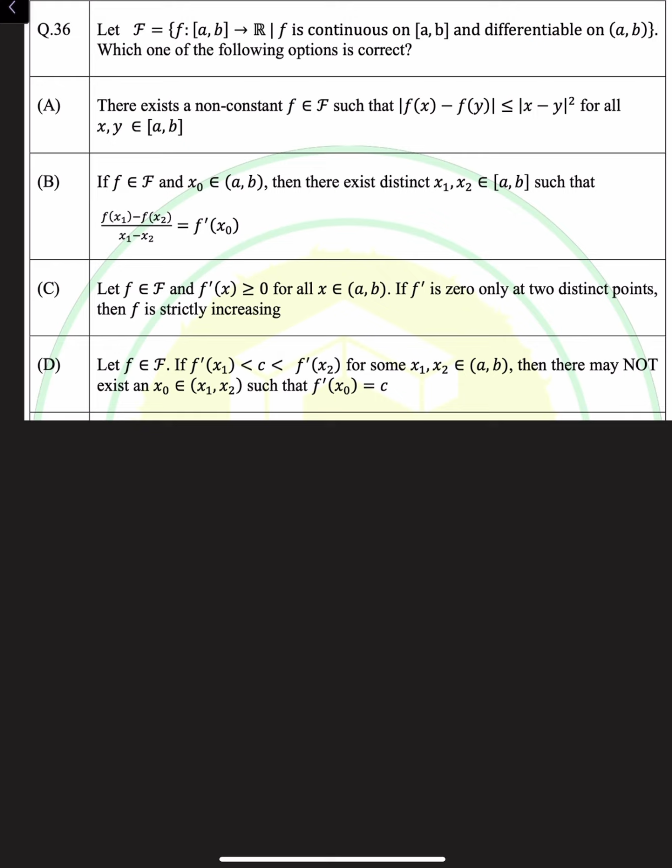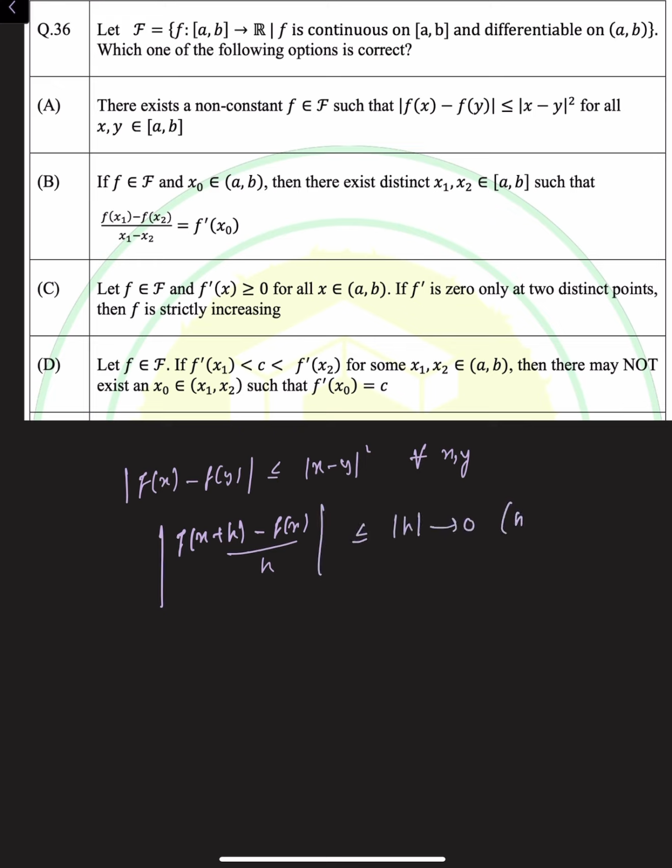So suppose |f(x) − f(y)| is less than or equal to (x − y)² for all x, y. Then for any x and a small h, we can see that |f(x + h) − f(x)| / |h| is less than or equal to |h|, and this tends to 0.